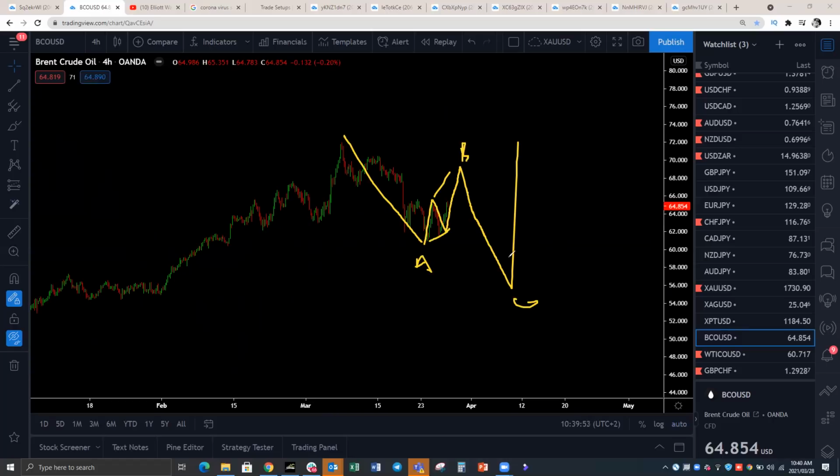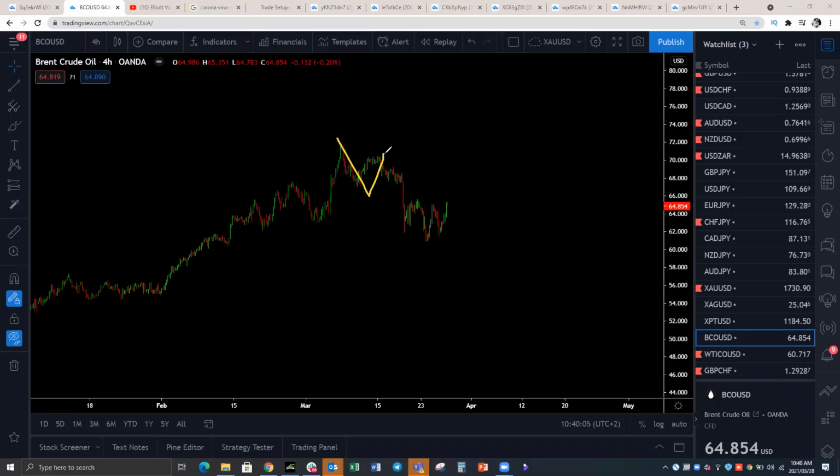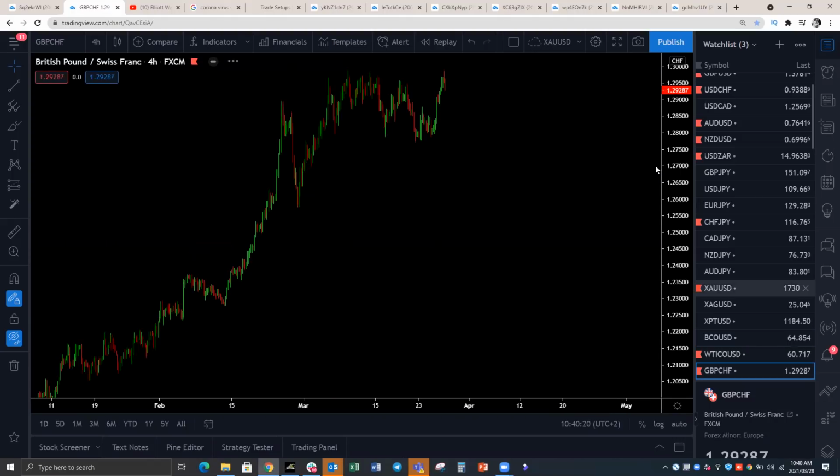So this will be an ABC corrective structure on oil if it does give us one more down, and then we'll look for more upside. Okay, so that's how we'll be looking at oil. If it does not give us that one more down, we'll have to relook at the structure. Possibilities are that this is actually a 3-wave structure, and we are starting to make a continuation move to the upside here on oil. So either way, when we get a confirmation for a trade setup, we'll be looking to take it to the upside. Right, so let's look at the pound pairs.